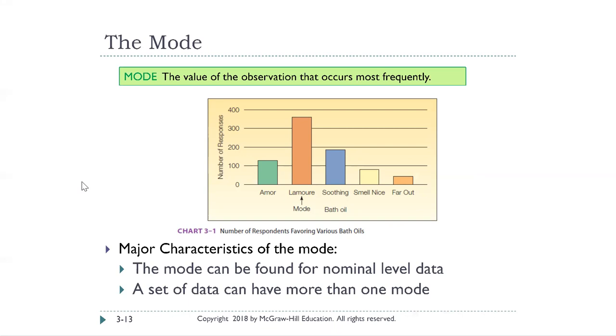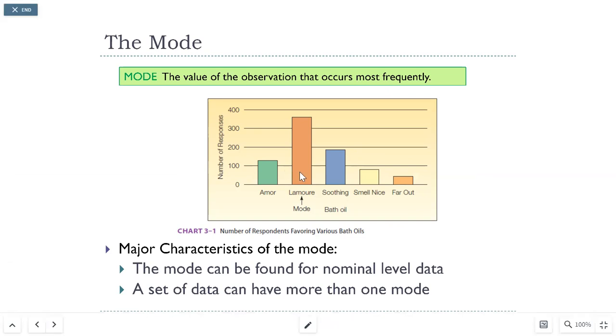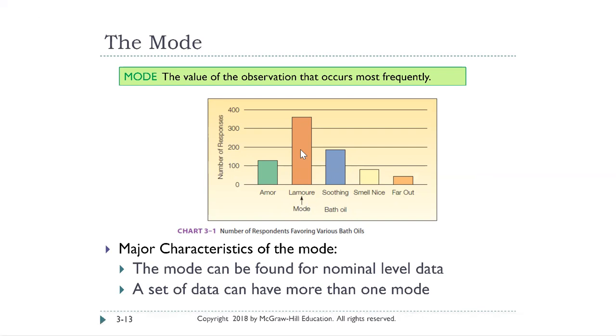Characteristics of the mode: it can be found for nominal level data. So for example, if you have data where it's just names, like types of bath oil or something, soothing, smells nice, far out, whatever, you just pick the one that's the most common. This is okay for ordinal data, even though if it's ordinal, there really shouldn't be multiple observations with the same value. Interval and ratio, you can just find the most frequent every time.